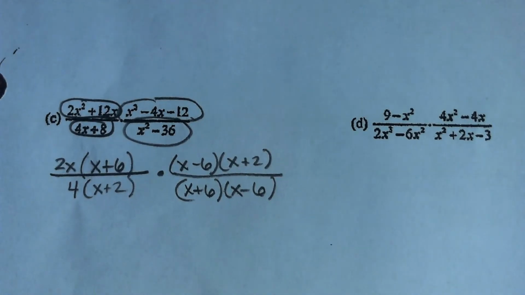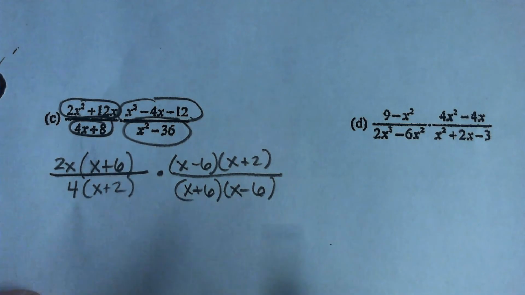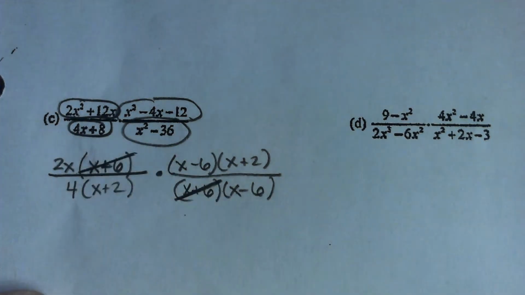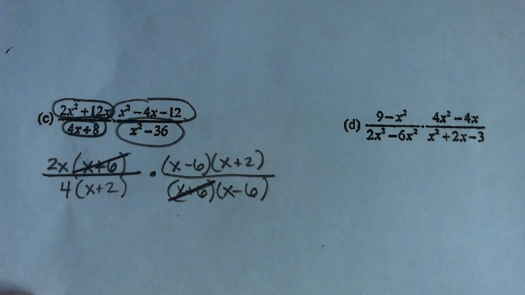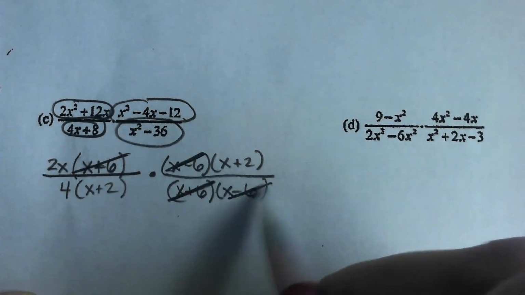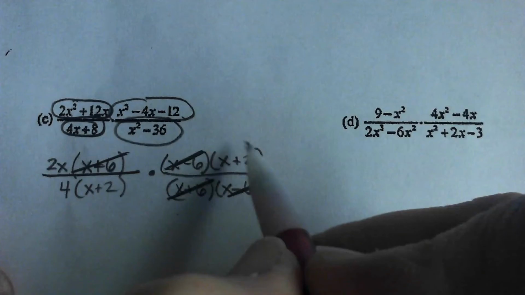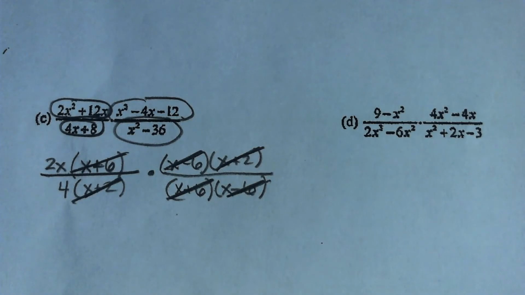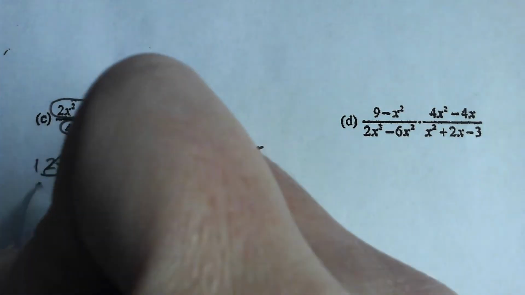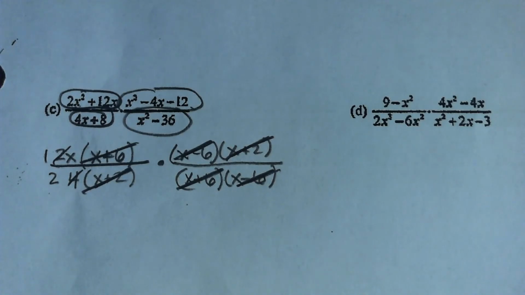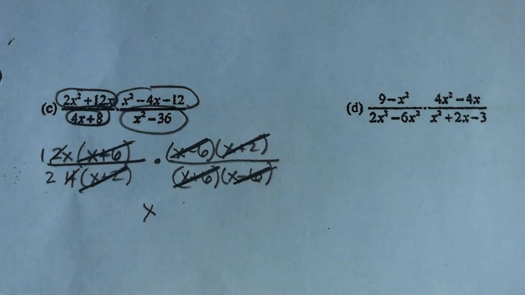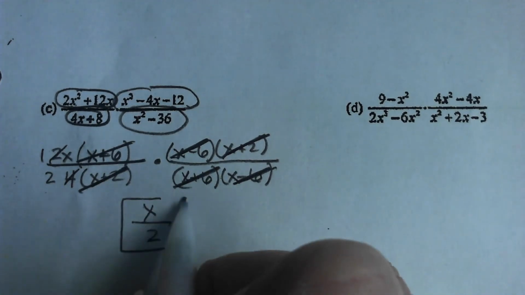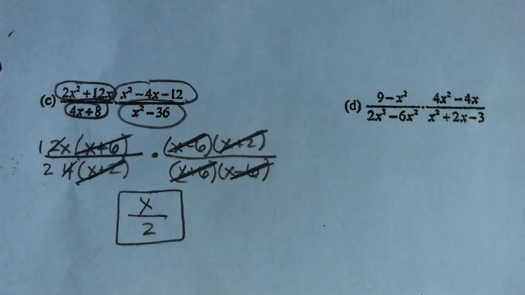Now, Jack Taylor, what cancels? X plus 6 on the left and x plus 6 on the right. X minus 6 on the top, x minus 6 on the bottom. X plus 2 on the top, x plus 2 on the bottom. One and 2. Perfect. So on my top, I just have 1x, so x. And on the bottom, I just have 2. Good?